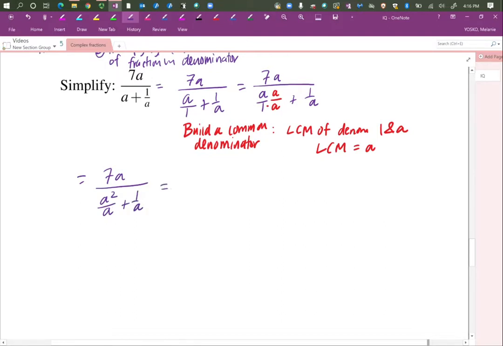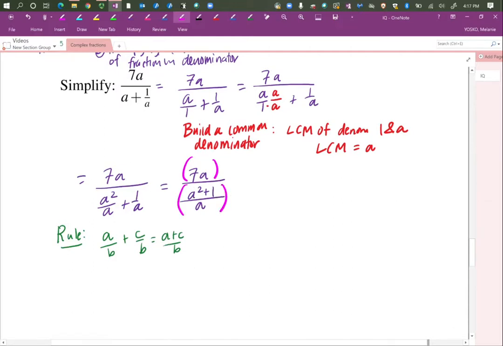So now I'm going to combine those common denominators, because here's the rule for math. If I have a over b plus c over b, that's the same as a plus c over b. Rewrite the denominator and combine the numerators. So the denominator they have in common is the a, and then we combine a squared plus 1. Okay, and you can see I still have 7a as my numerator. And now my denominator is one single fraction instead of a sum of fractions. So here is the numerator. Here is the denominator. I have a fraction divided by a fraction.